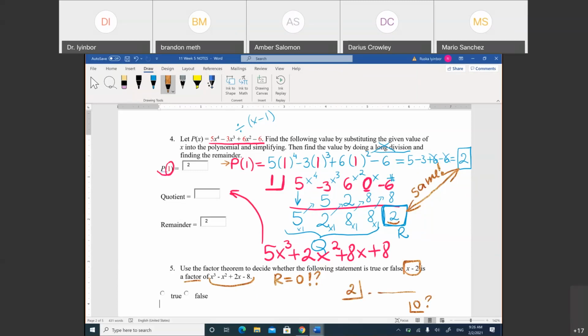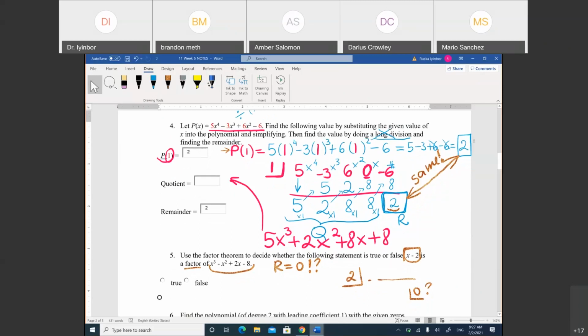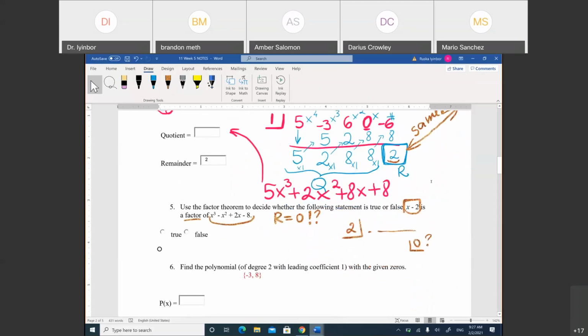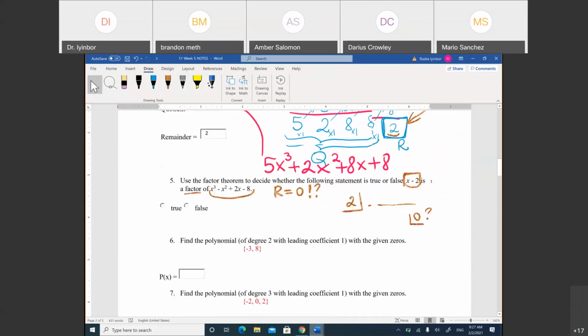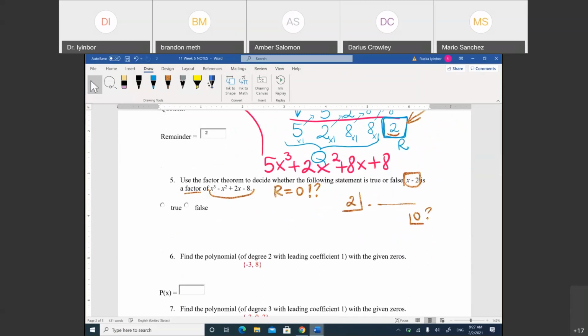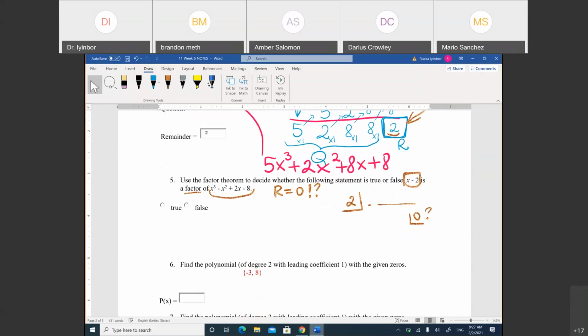Or you can do it this way. You can plug it in for each x here. You can replace all the x's with 2. If you get 0, again, it's a factor. If you don't get 0, it's not a factor. Okay? So you can do it two different ways because the answers are going to be the same. If you plug it in, and if you use the table, synthetic division, both of the answers are going to be the same. So let's see how you want to do this. Let's say I want to do the table. So let's do the synthetic division.